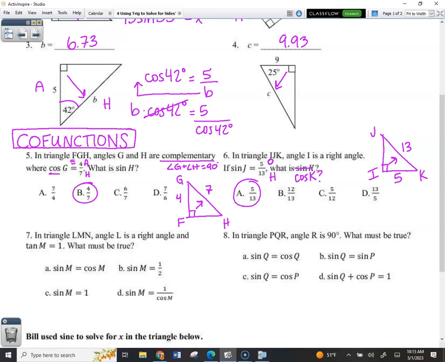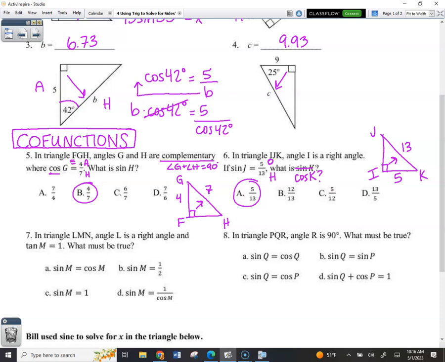All right, so what do you notice about the sine of one angle and the cosine of the other angle in the same picture? They're the exact same fraction. Are they the same formula? No. Sine is opposite over hypotenuse. Cosine is adjacent over hypotenuse. So are the formulas the same? No. But if I'm looking at one triangle and I find the sine of one angle, then I go find the cosine of the other angle, I'm going to get the same fraction.